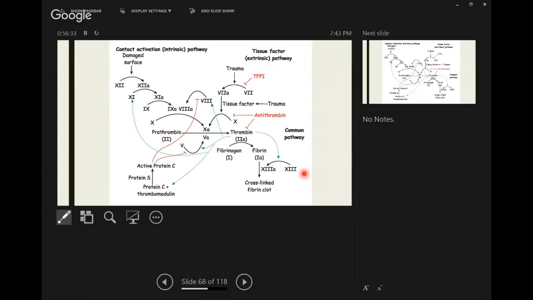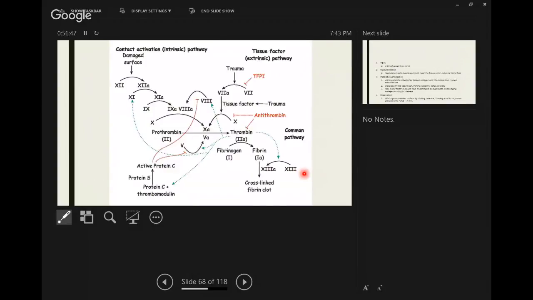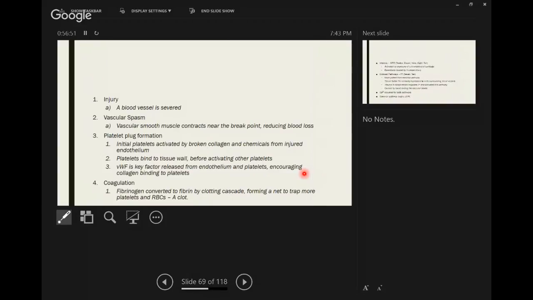This is your clotting pathway. It's kind of nice if you know it, but it doesn't really matter if you don't. You can just learn it in words. What will be important is learning these pathways, but there are a couple of easy ways to remember. What happens with clotting is you get injury, so a blood vessel is severed, for example, and then you have vascular spasm. The vascular smooth muscle contracts, so it reduces the blood that comes out.